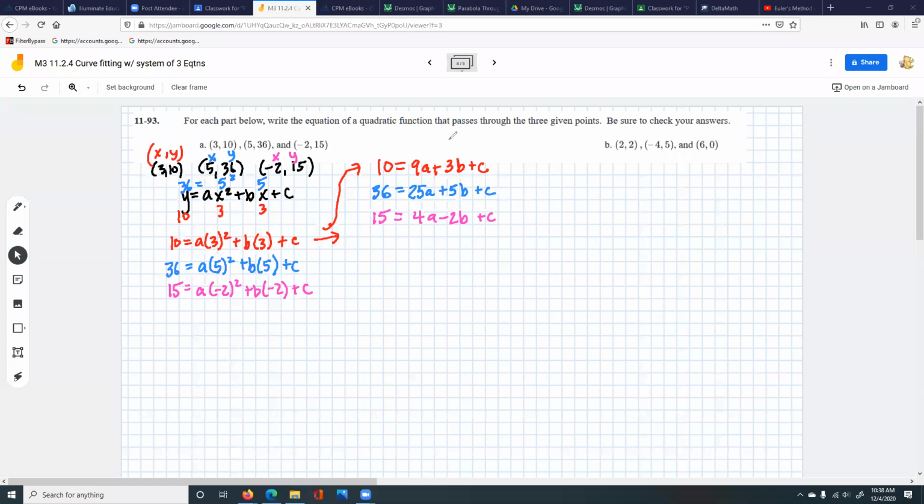Okay, look at the a's. Do I want to get rid of the a's, guys? 9, 25, and 4? No way. That's horrendous. That would be a nightmare. Do I want to get rid of the b's? 3, 5, and negative 2? Not really. I think I'd rather get rid of the c's again. And that's how all these are going to be. Why we always end up with the c here, right?